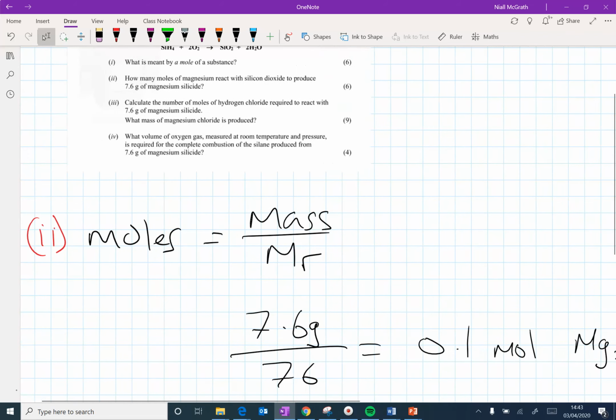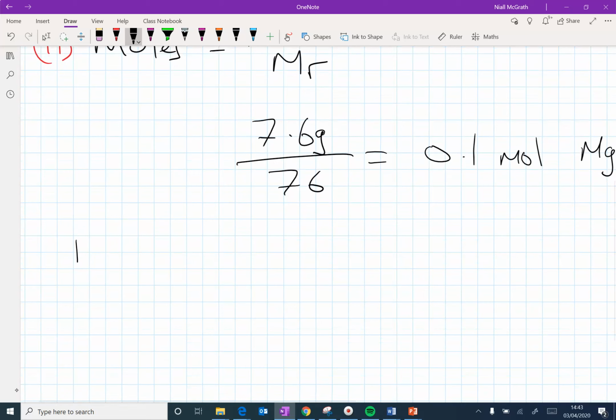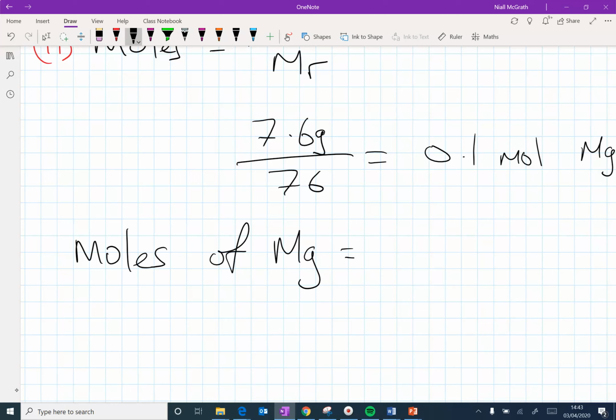And that's of your magnesium silicide. If we look at our equation, we want to find the number of moles of magnesium. So between our magnesium silicide and the magnesium, there's a 1:4 ratio. So for every 1 mole of this magnesium silicide, there are 4 moles of magnesium. So we're going to have to multiply by 4. So we have 0.4 moles magnesium.